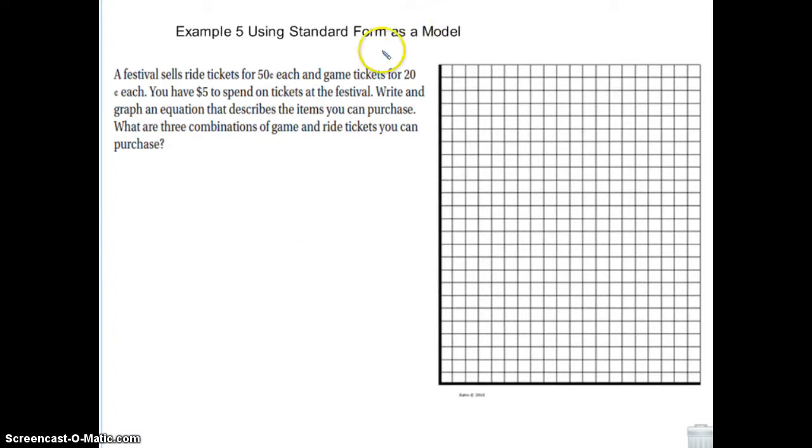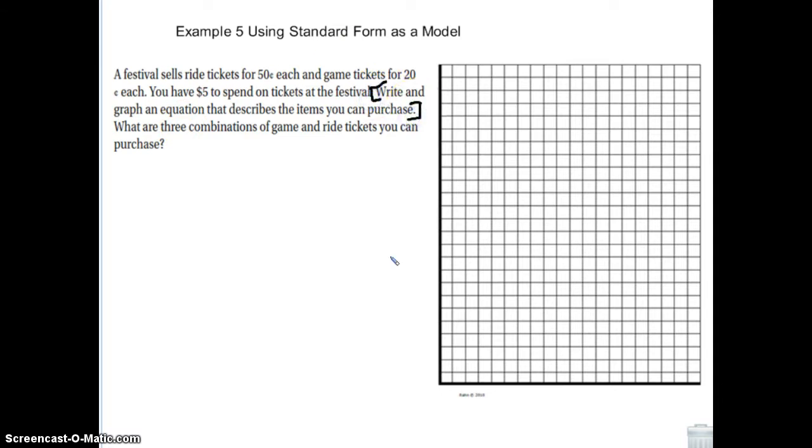Okay, so the next one is using standard form as a model. So a festival sells ride tickets for 50 cents each and game tickets for 20 cents each. You have $5 to spend on tickets at the festival. Write an equation that describes the items you can purchase. That's the part that we're going to focus on first.